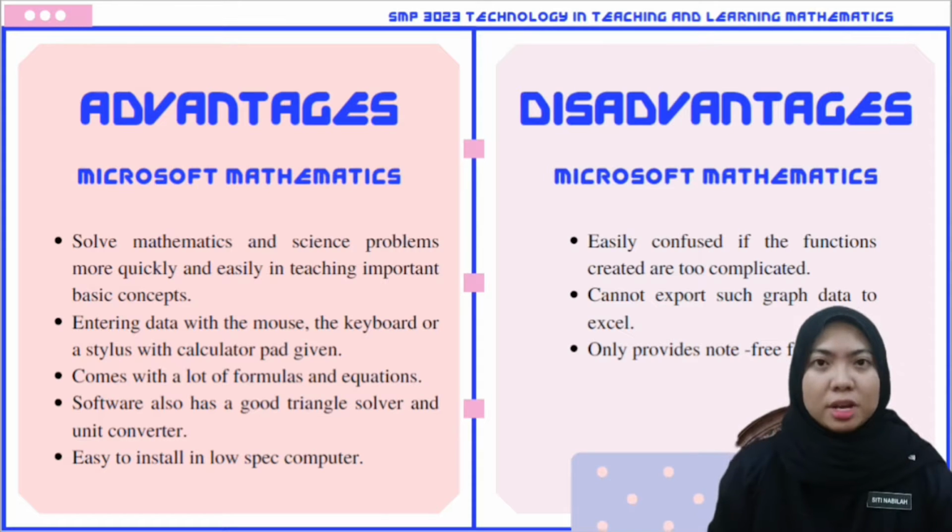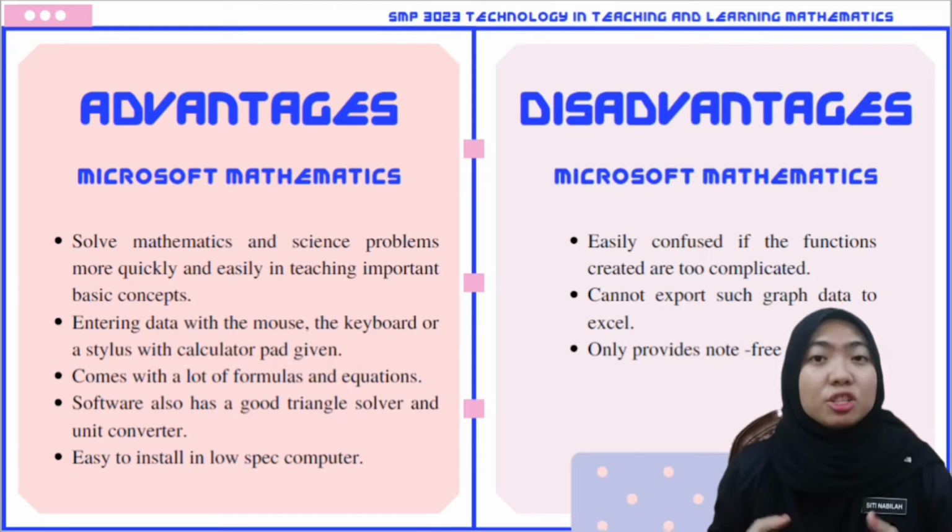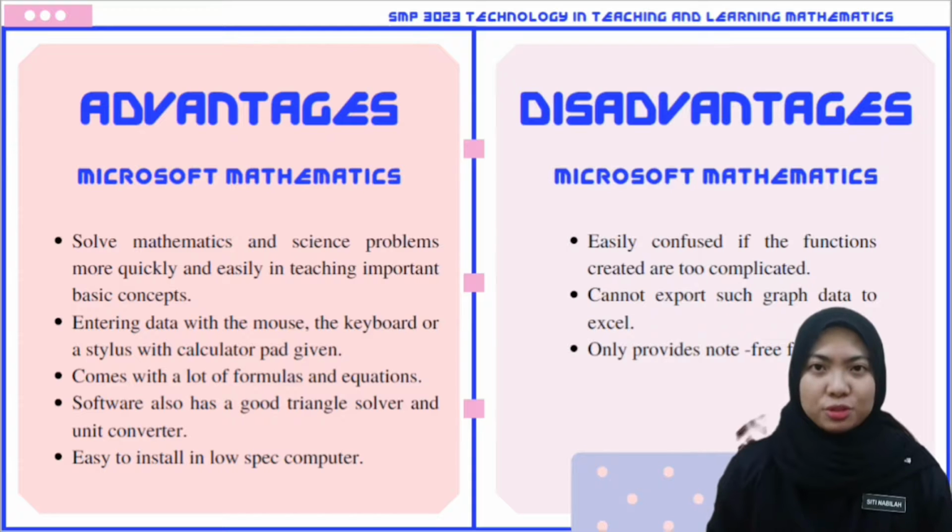Fourthly, this software also has a good triangle solver and a unit converter from microns to astronomical units. The triangle solver is the tool which helps to calculate sides and angles of any triangle. In the teaching and learning of Pythagoras theorems, tools like this would be very helpful. Last but not least, Microsoft Mathematics is also easy to install in low-spec computers.